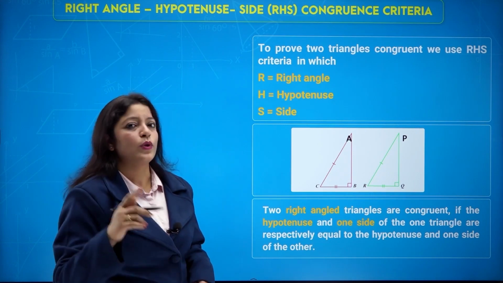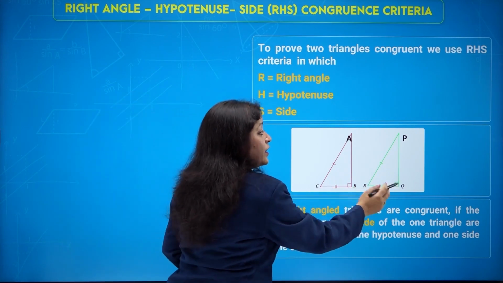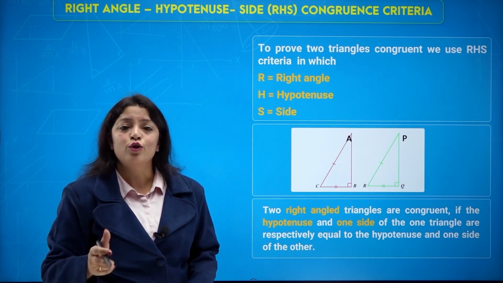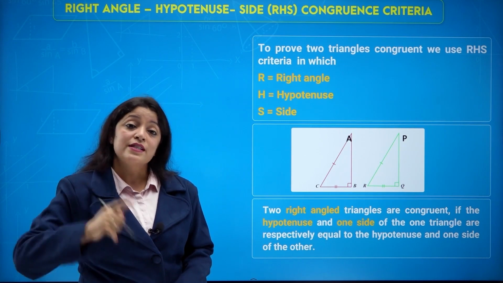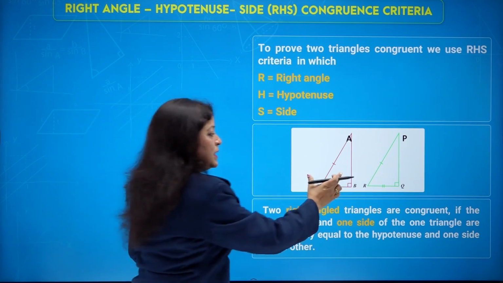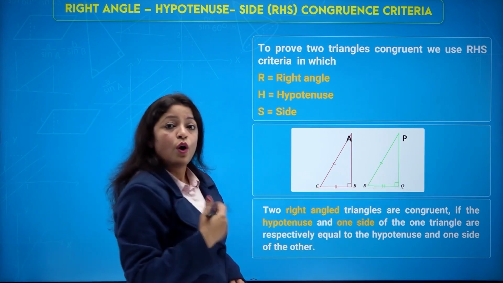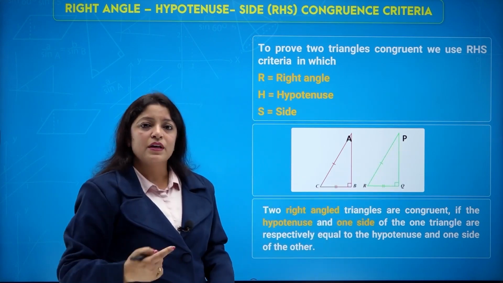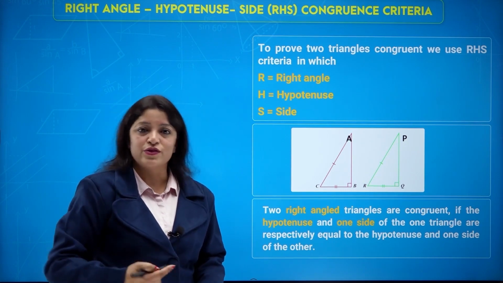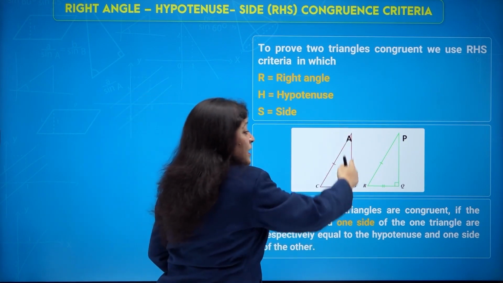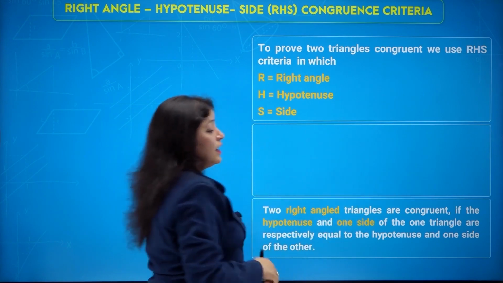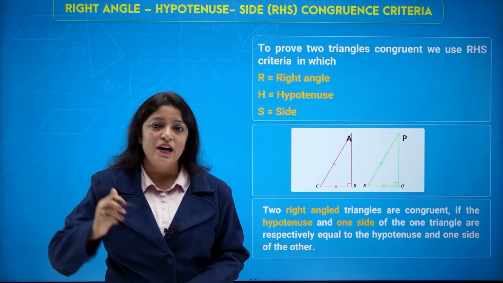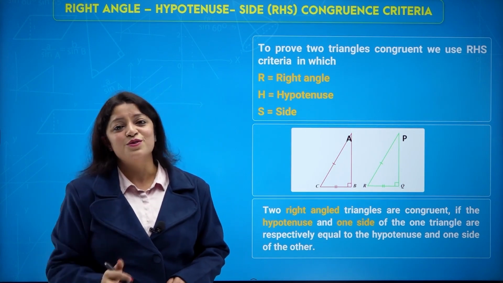But in this case, we can also say that instead of QR, if PQ is given, then also the triangles will be congruent to each other, because side means any one side. It may be that BC is equal to RQ, or it may be that the side BC is equal to PQ. Any one side may be given equal to any one side of the second triangle. Or we can also say the side AB might be equal to QR. In this case, we can say still the triangles will be congruent by the RHS congruence rule.